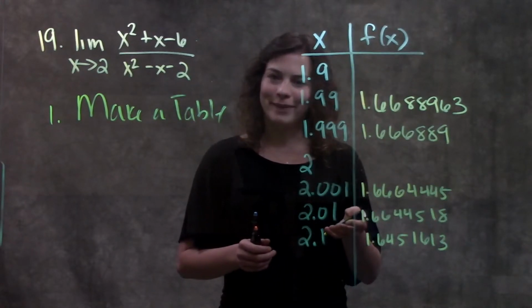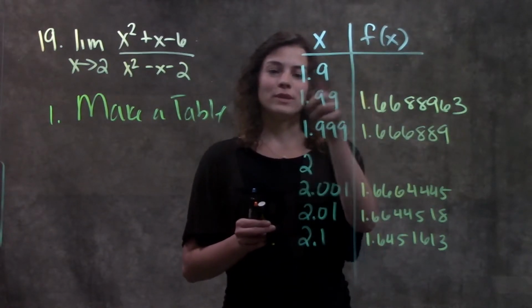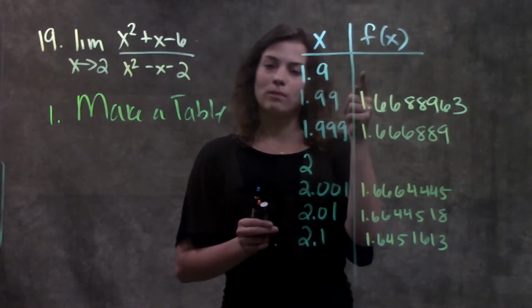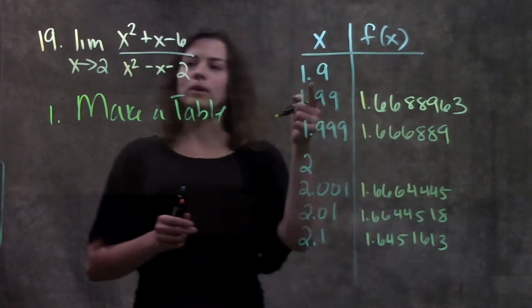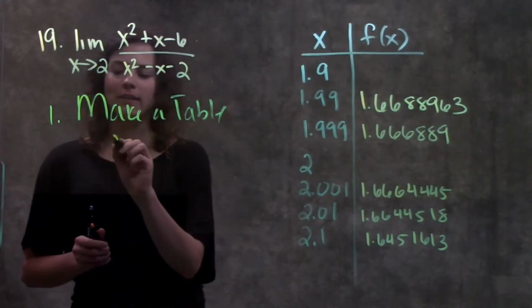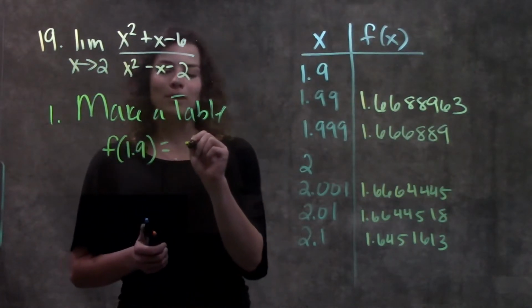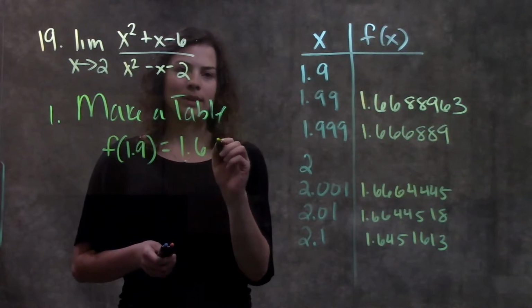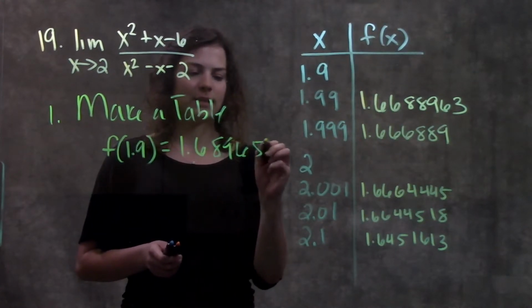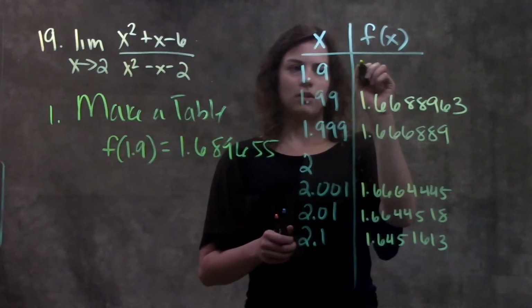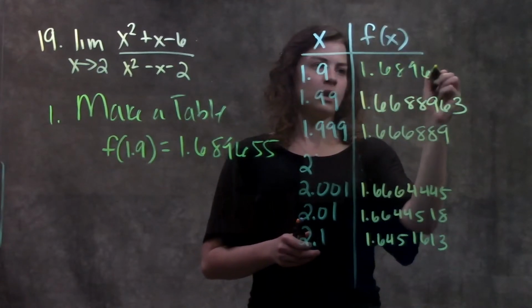I went ahead and already made this table, but if we were to go through an example step, let's say we plugged in 1.9. We would plug 1.9 into our function wherever we saw an x. I'm not going to go through each step because that would take a really long time, but when you plug in 1.9, you get 1.689655. So let's go ahead and put that in our table.